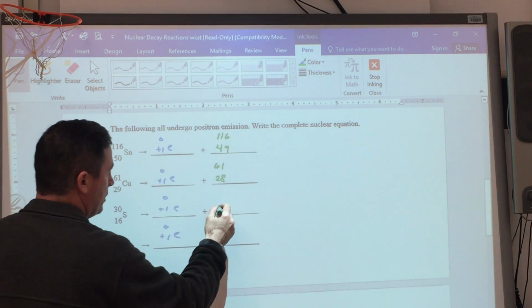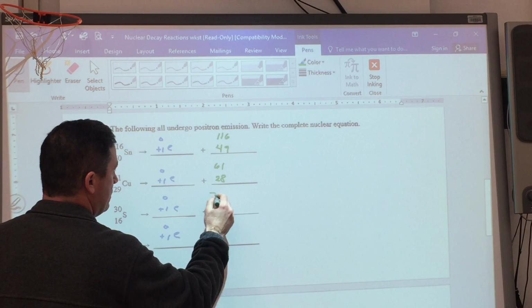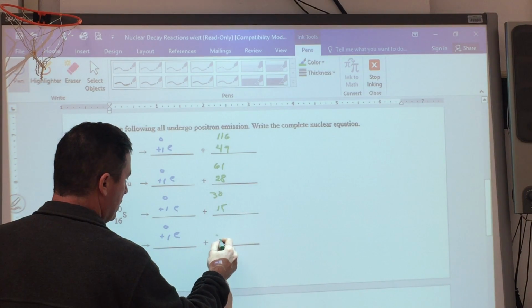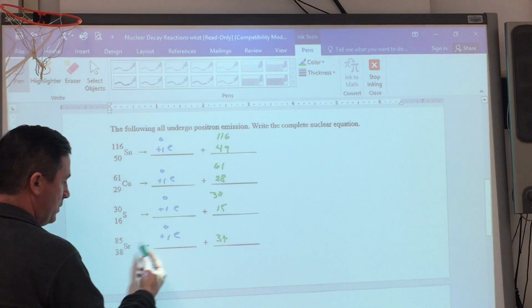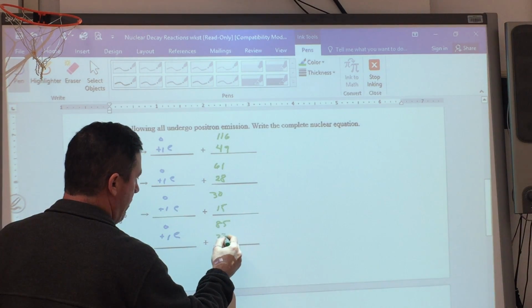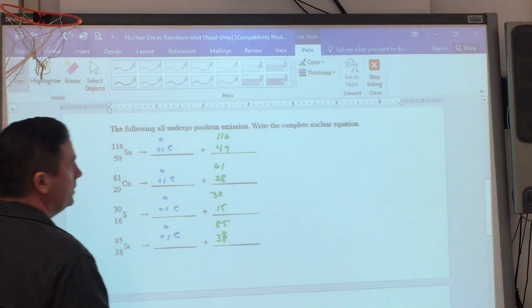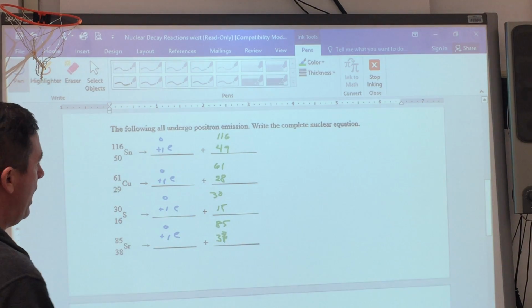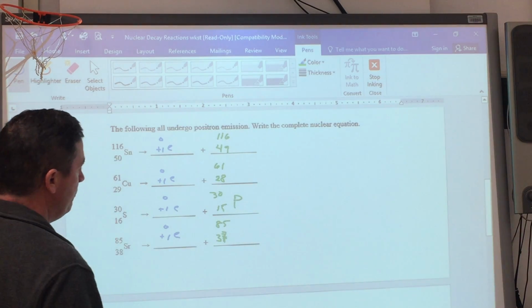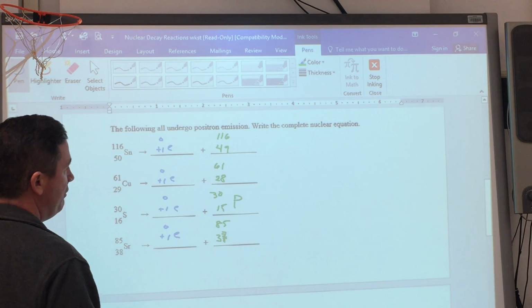This is 1 fewer, that's 15, that stays the same. And 38, so this is 37. 37 plus 1 is 38, that number stays the same. That's a 7. All right. I know this one, that's phosphorus. The other ones I'm going to have to look up. 28, 37, 49.